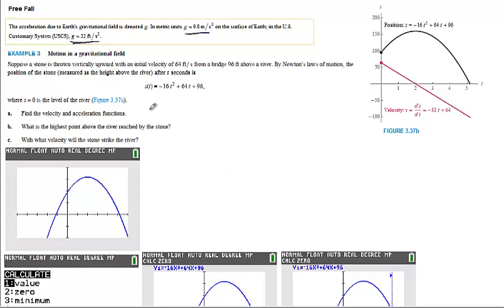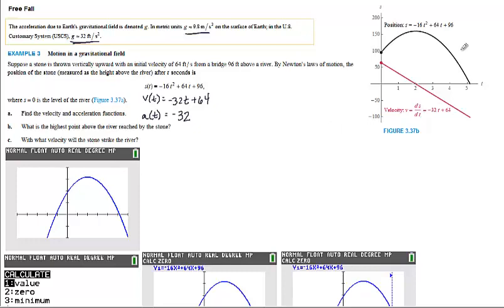Find the velocity and acceleration function. The velocity is the derivative of the position. So the velocity would be negative 32t plus 64, taking that derivative. The acceleration function, take the derivative of velocity, negative 32. Done with that. What is the highest point above the river reached by the stone?